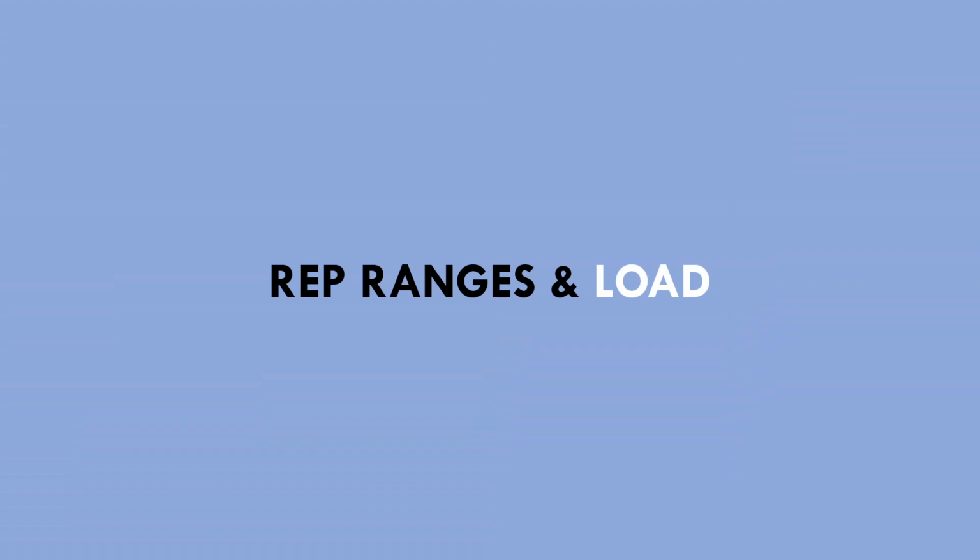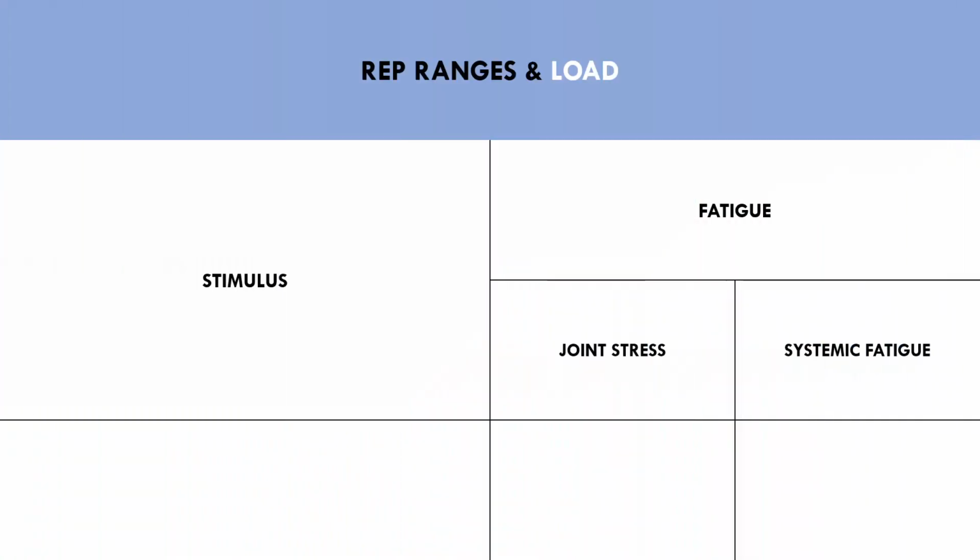Next, we have rep ranges and loads. For hypertrophy training, the majority of our sets will be somewhere within the 6 to 20 rep range. As we now know, training anywhere within this range can achieve equal hypertrophy outcomes when sets are taken close to failure. So the hypertrophic stimulus isn't really going to be impacted by the rep ranges and loads we use within this general range.